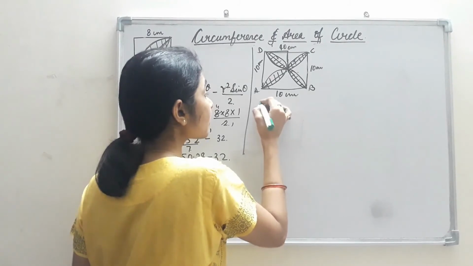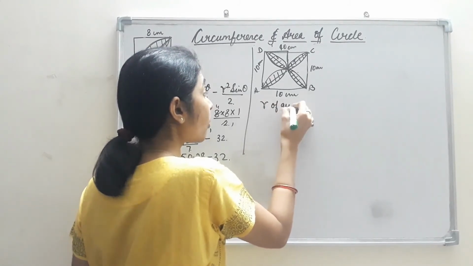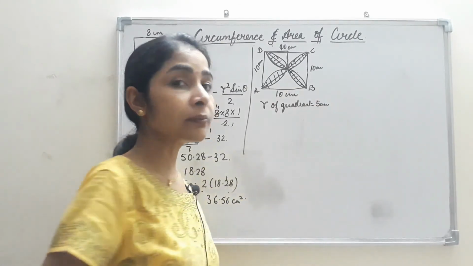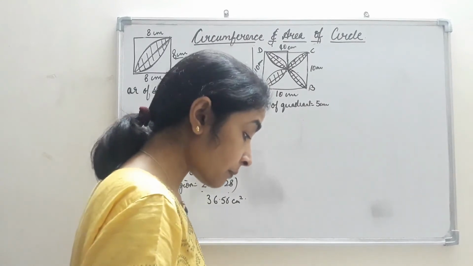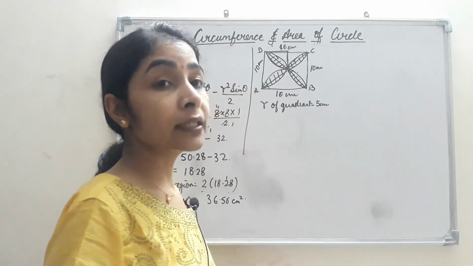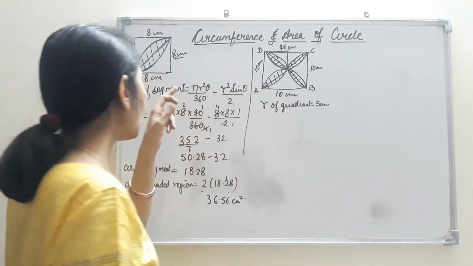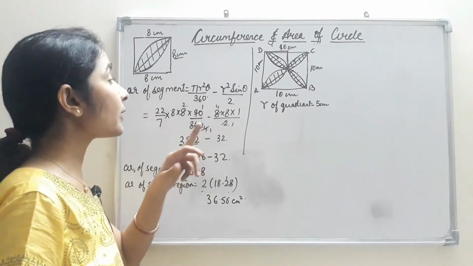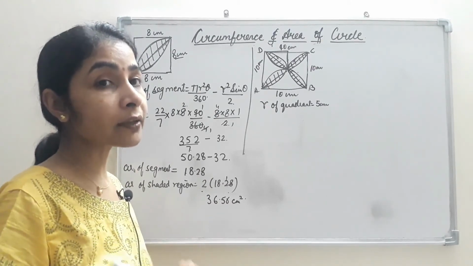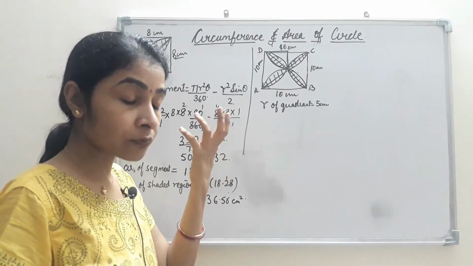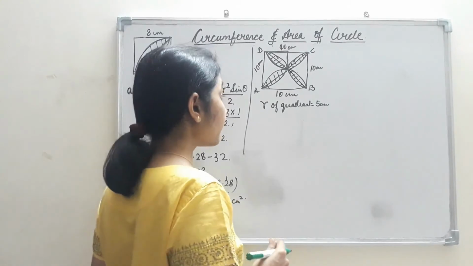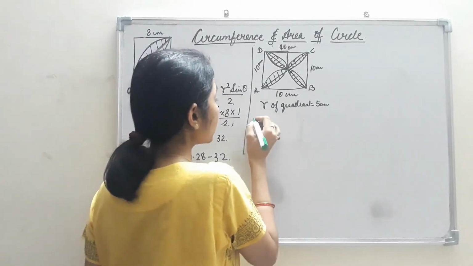So radius of quadrant is equal to 5 centimeter. Now we are supposed to take the radius as 5 centimeter, and then we are supposed to find out the area of the segment. Now as I told you, when we are supposed to find out the area of a sector, when its angle is 90 degree, we can also take 1 by 4 pi r square, that is 1/4 of pi r square. So that also we can take here. Let us see what we will do here. Finding out the area of segment.